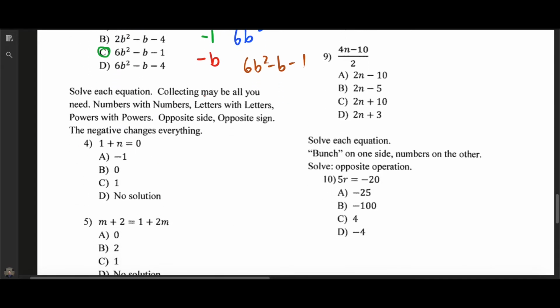Solve each equation. Collecting may be all you need. Numbers with numbers, letters with letters, powers with powers. Again, combining like terms. Opposite sign, the negative changes everything. Okay, so let's just go ahead and see what they're asking us to do. 1 plus n is equal to 0. So they're asking us, okay, 1 plus what will give us 0? If you want to go ahead and solve so that we can make sure that we're doing this correctly, we actually go ahead and just subtract 1 from both sides. And we get n is equal to negative 1. That would be your answer.